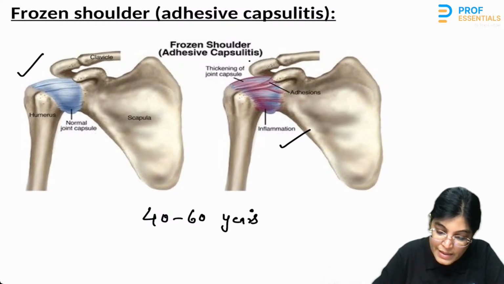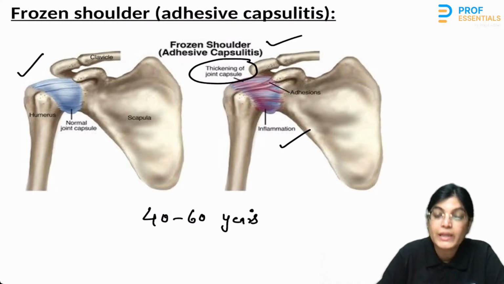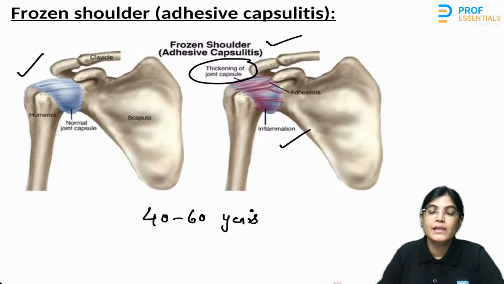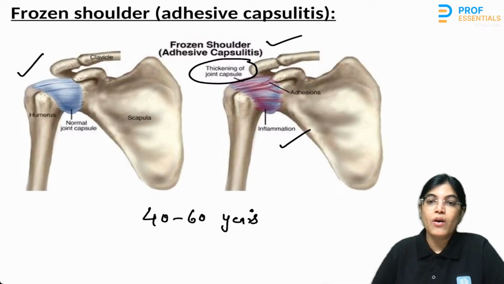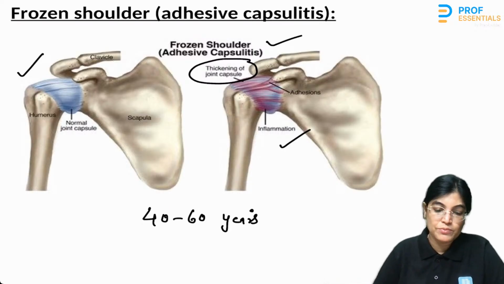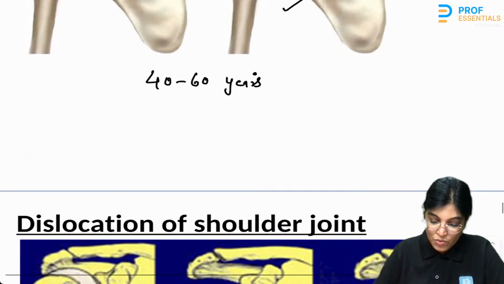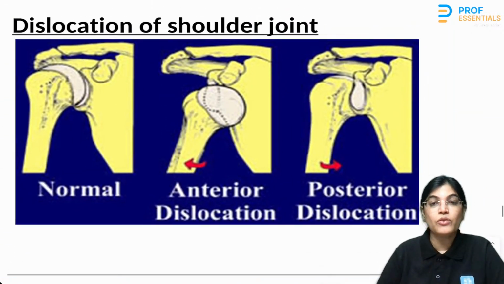And there is capsulitis. So in frozen shoulder, limitation and painful movement is there for all the movements of the shoulder joint, and this is due to adhesive capsulitis, or more of adherence to the fibrous capsule. This is the reason. Now coming to another point, dislocation of the shoulder joint.